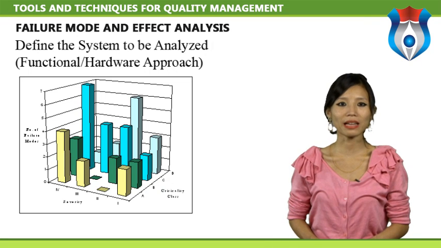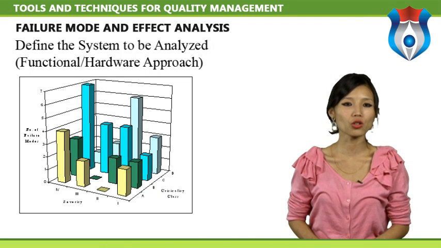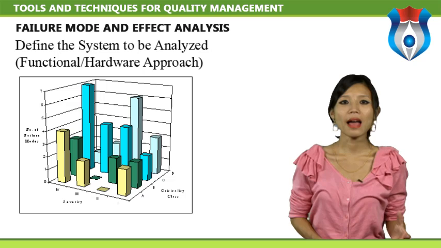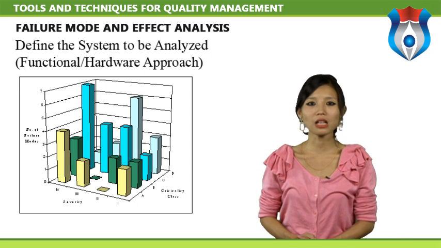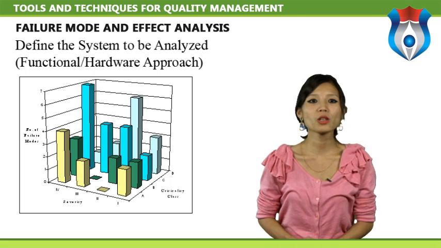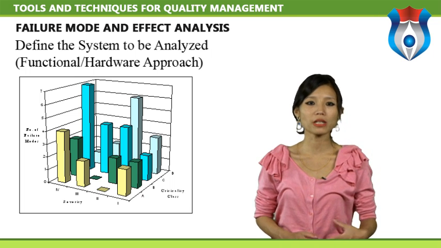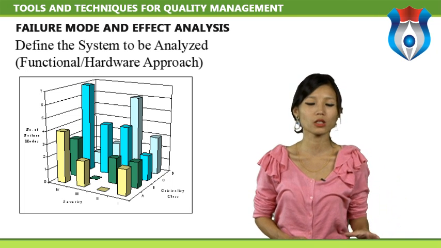Define the system to be analyzed, functional or hardware approach. Provide schematics and operational detail of the system. Clarify the mission of the system, the ultimate goal of the system. The mission may be to provide emergency power or maintain a certain temperature to the facility.